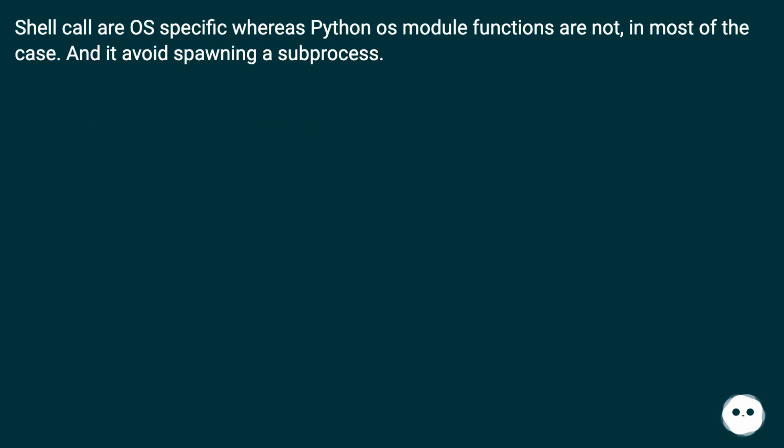Shell calls are OS specific, whereas Python OS module functions are not, in most cases. And it avoids spawning a subprocess.